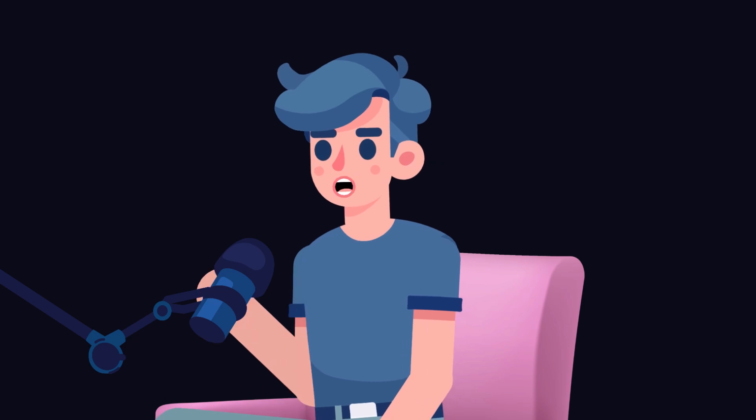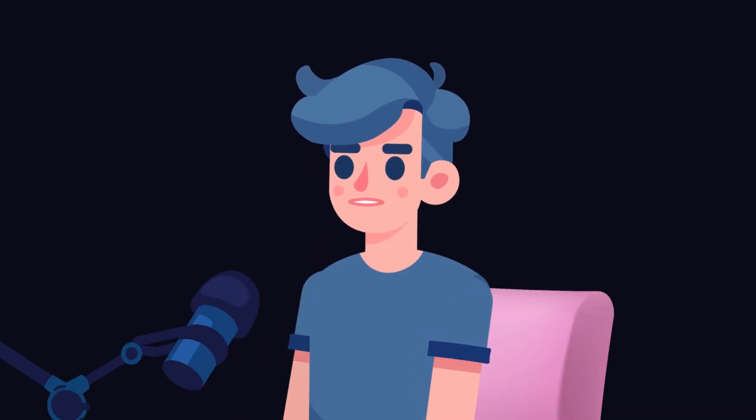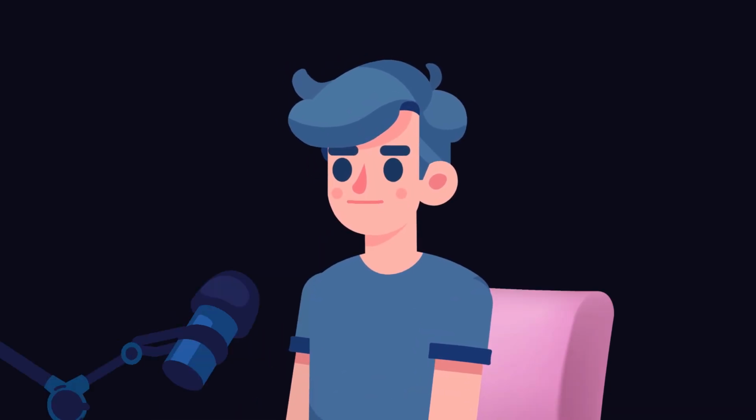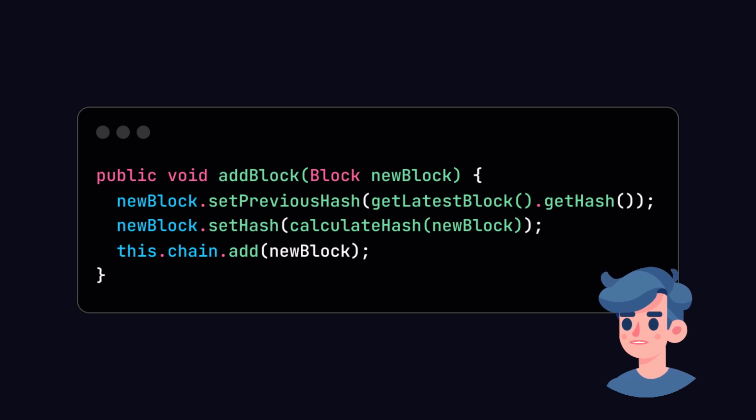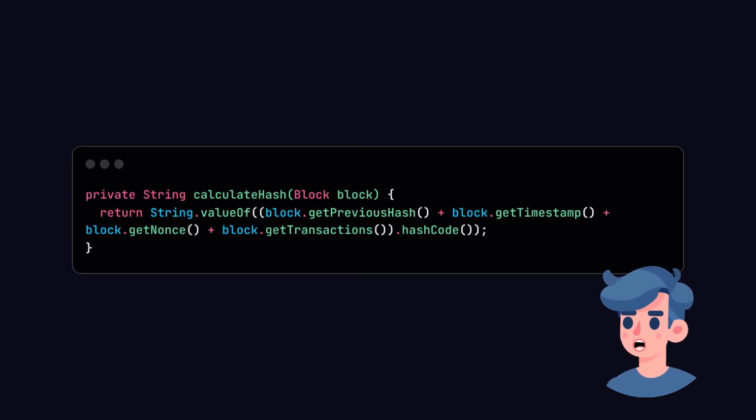In our Blockchain class, we initialize the chain and add a genesis block, which is the first block in the blockchain. The genesis block has no previous hash. Now that we have the basic structure of the blockchain, it's time to implement some methods to add new blocks and to mine them. Let's update the Blockchain class by adding a method called addBlock. This method updates the new block's previous hash, calculates its hash, and then adds it to the blockchain.